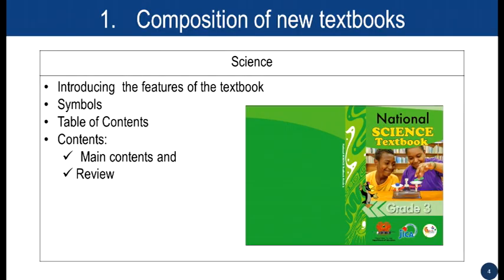Now, we are going to look at the composition of the science textbook. The composition of the new textbook. We are going to look at the features of the textbook, the symbols used in the textbook, the table of contents, and the contents. Contents consist of 2 parts, the main contents, and secondly, the review.